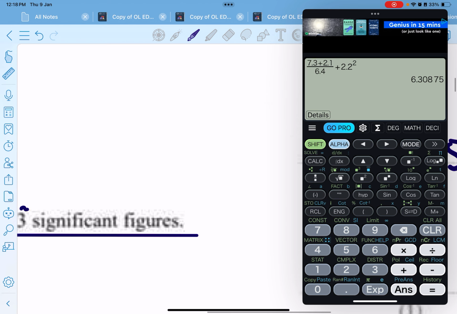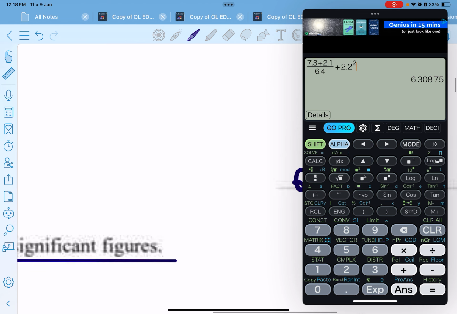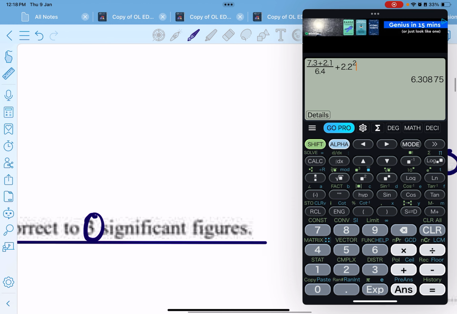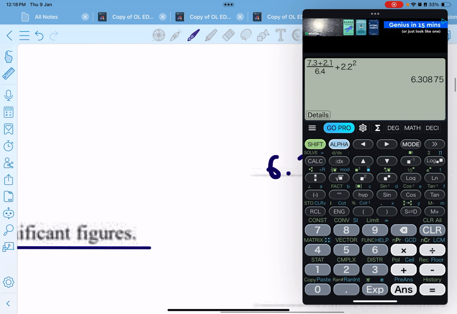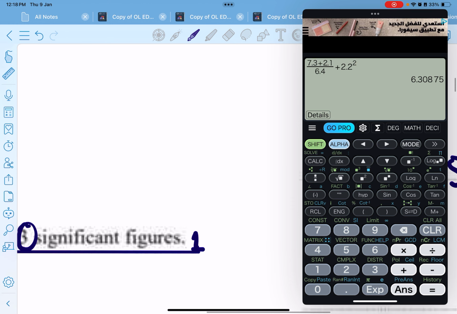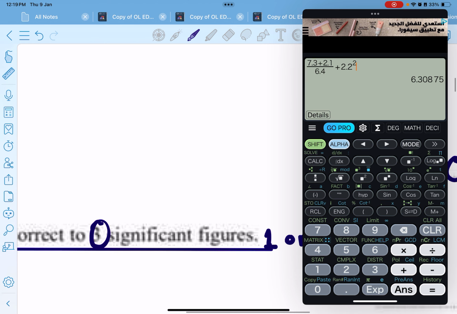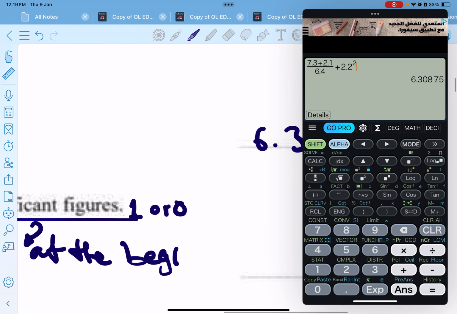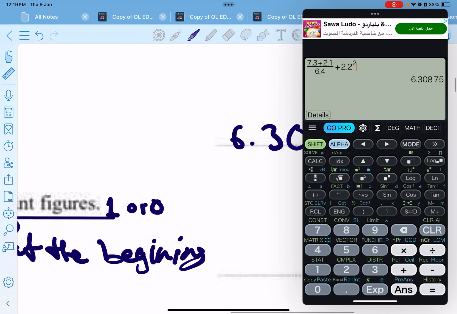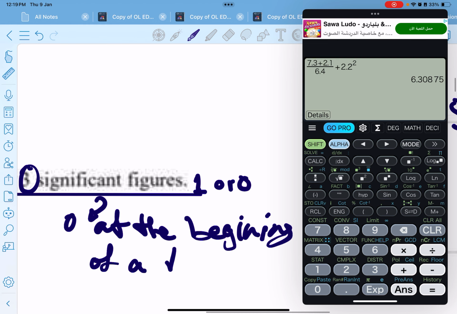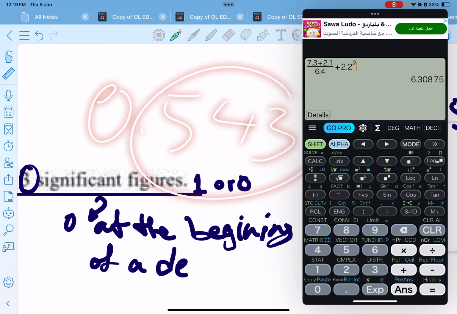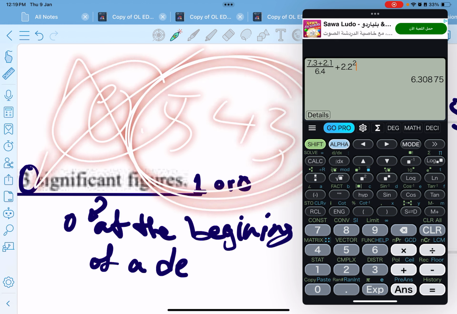Then to 3 significant figures. I know that 3 significant figures means 3 numbers that are 1 to 9, literal numbers, or 0. However, the 0 at the beginning of a decimal, like 0 point something, 0.543, this is 3 significant figures. We don't count the 0.